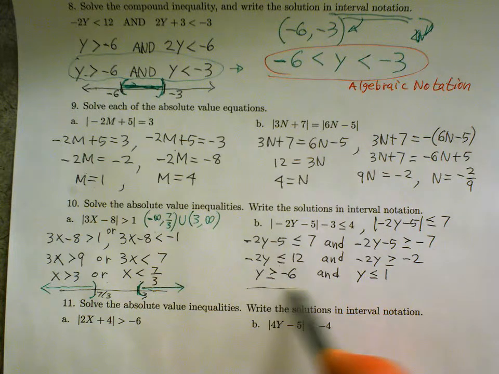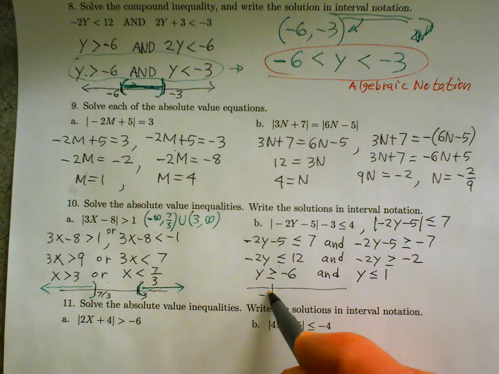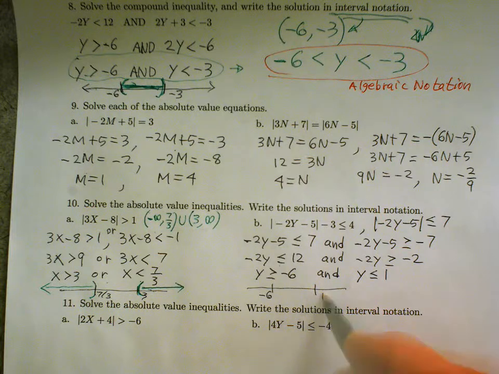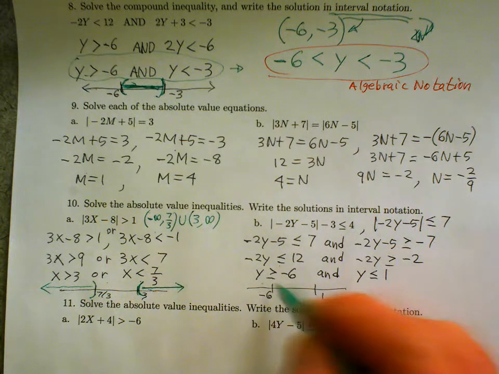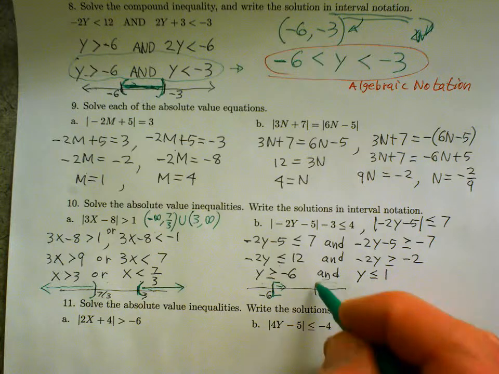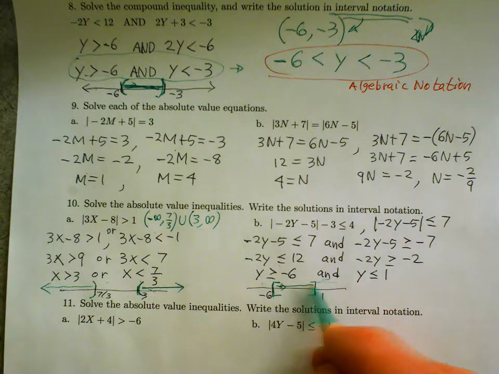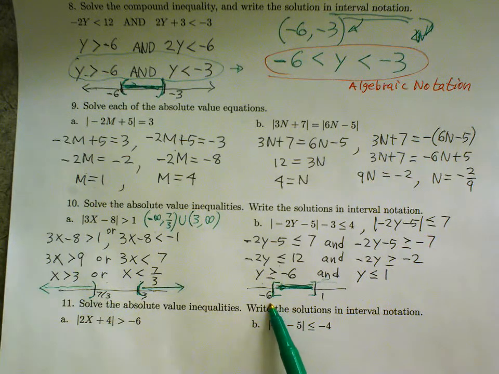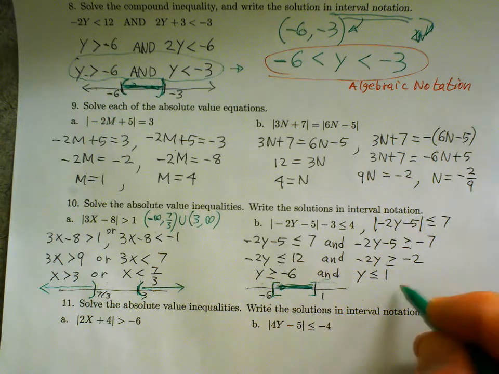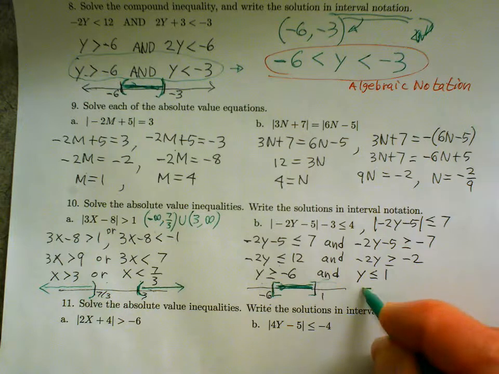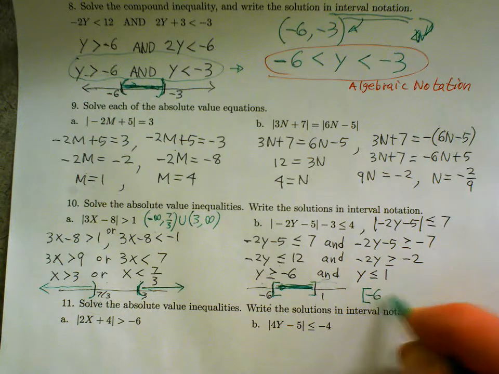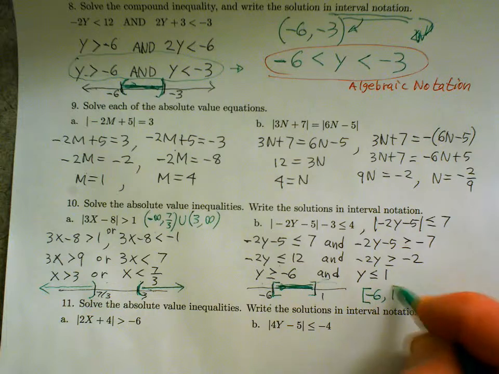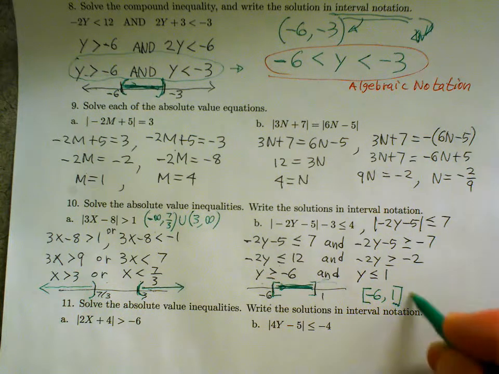Okay, so on the number line, negative 6 is to the left of 1. So y is greater than or equal to negative 6, so from negative 6 and to the right, and y is less than or equal to positive 1. So graphically, that's what the solution looks like. The interval notation is bracket negative 6 comma 1 bracket. This is the interval notation.